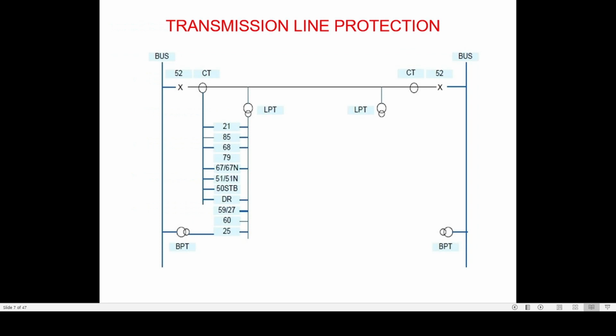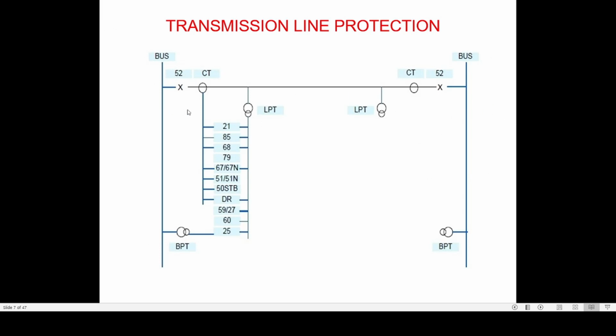So we have to compromise between these five factors, as well as the complexity and the economy of the protection system. Now, the various types of protection systems presently in use in the industry are these numbers. If you look here, 21, 85, 68, 79, and likewise all the way down to 25 are basically the ANSI codes. Looking from the bus on the left-hand side to the bus on the right-hand side, there is a transmission line between these two buses.